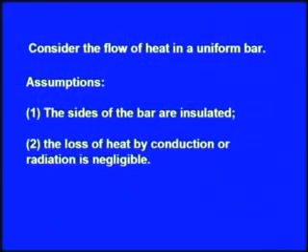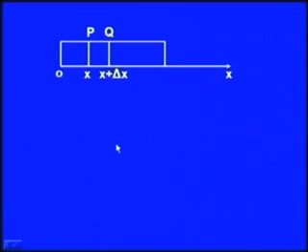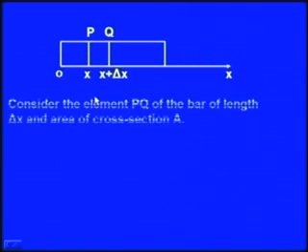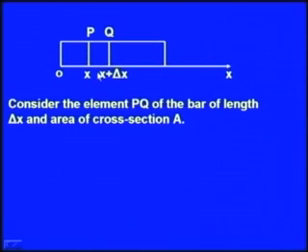We shall consider a uniform bar and the flow of heat in the uniform bar under the assumptions that the sides of the bar are insulated and the loss of heat by conduction or radiation in the bar is negligible. So, let us consider a small element PQ of the bar of length delta x and area of cross section A.